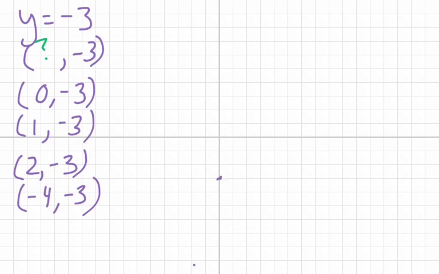Now I'll go to the right 1 and down 3. To the right 2 and down 3, and left 1, 2, 3, 4, and down 1, 2, 3. And we could keep plotting some points, but probably what you're noticing is that these are on a horizontal line through y equals -3. And what all of the points on that line have in common is that the y coordinate of those points is -3. I'm going to do one more example and then we'll summarize this up.